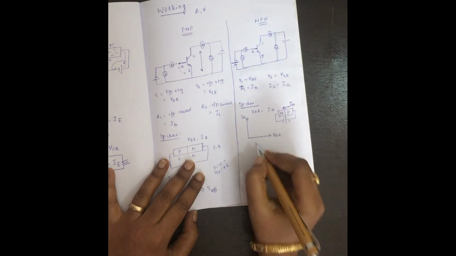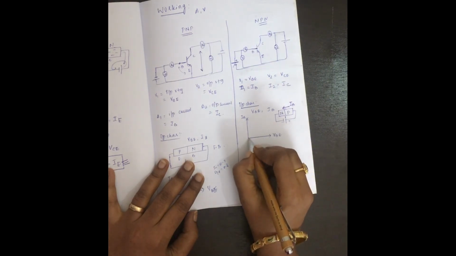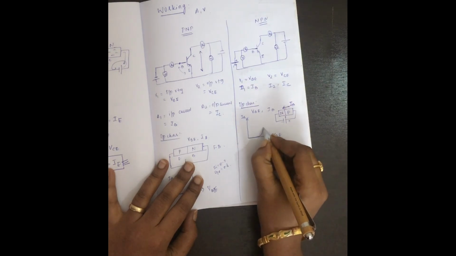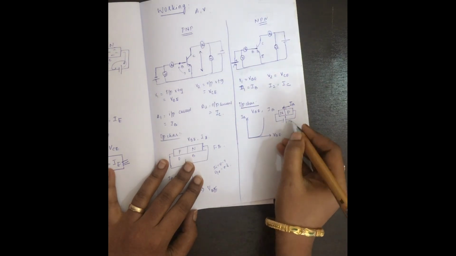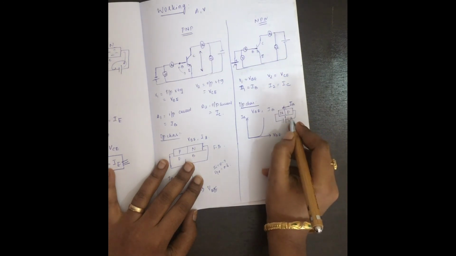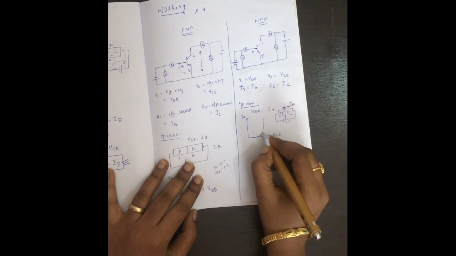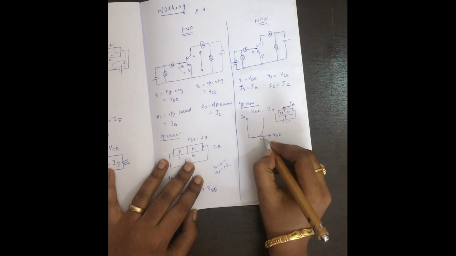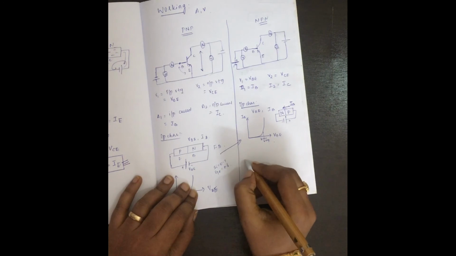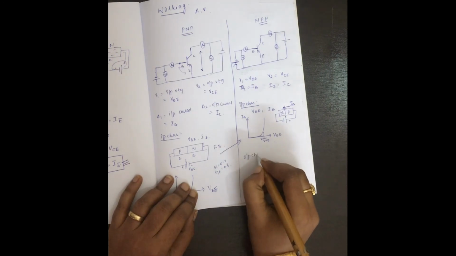But when we check the input characteristics, till 0.7 no current will flow. Once it reaches 0.7, the current starts flowing, because this is acting as a diode in forward bias condition. We all know how a diode works in forward bias condition. Till the barrier potential, the current will not flow. Once it reaches its barrier potential or knee voltage, current starts flowing. The same input characteristics. And the output characteristics is also the same.